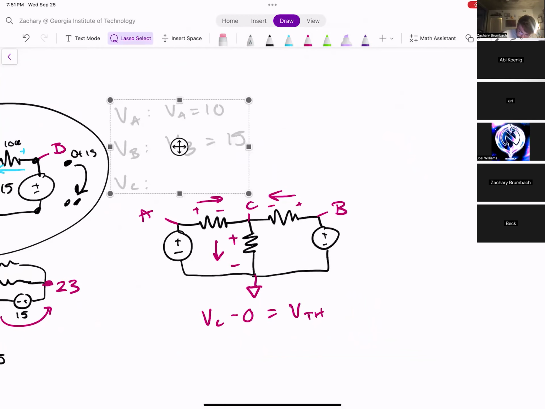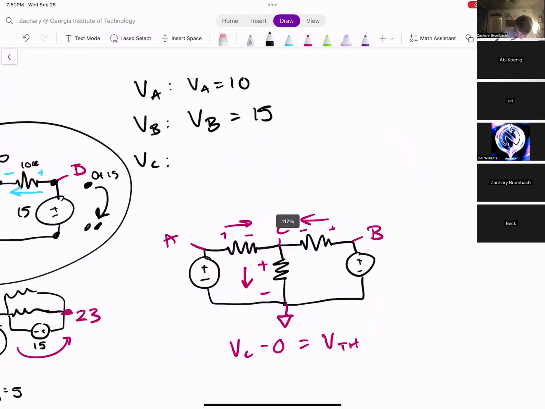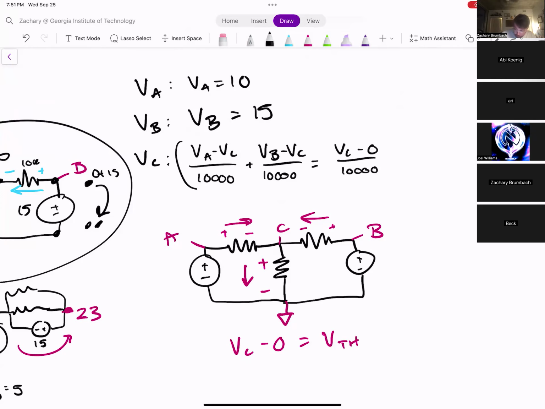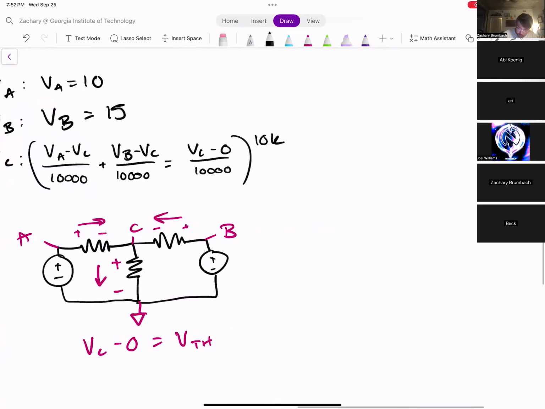So let me draw the others here that we specified, plus, minus, plus, minus. So the equation for VC is going to be going in. We have VA minus VC over 10 kilo ohms. Also going in, we have VB minus VC over 10 kilo ohms. And going out, we have VC minus zero over 10 kilo ohms. So I'm going to multiply all of this by 10K, which then gives me VA plus VB minus 2VC equals VC.